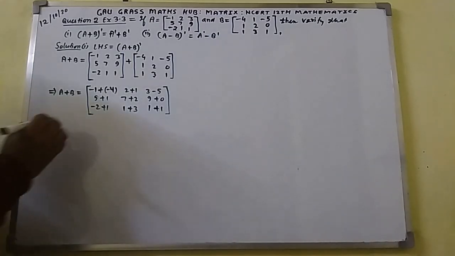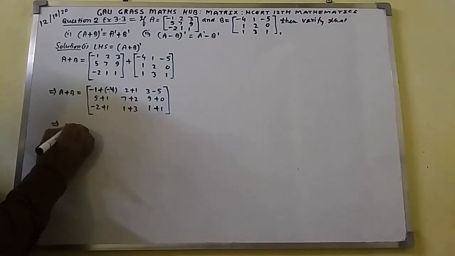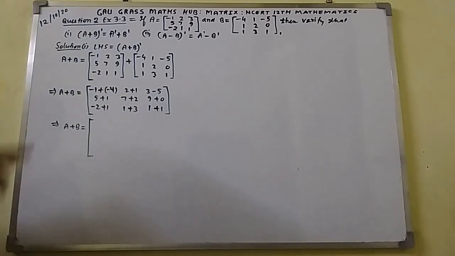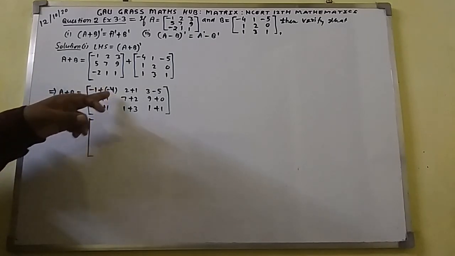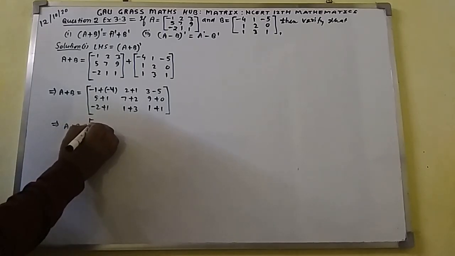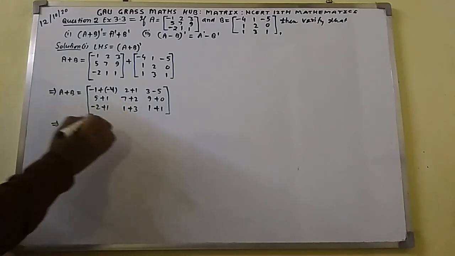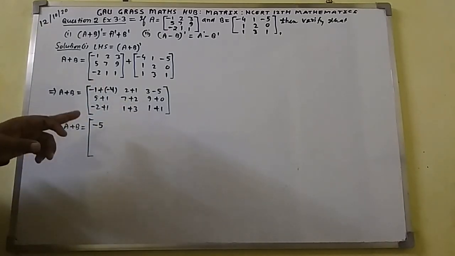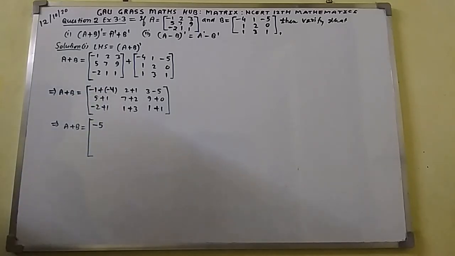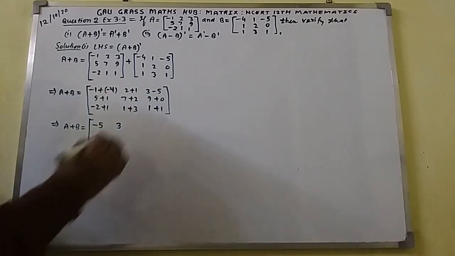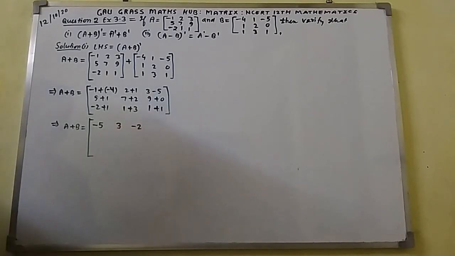After that, I shall do the operation here: A plus B equals. Here -1 and -4 will be added together and you will get -5. Here 2 plus 1 will give 3, and 3 minus 5, if you do the operation, gives -2.